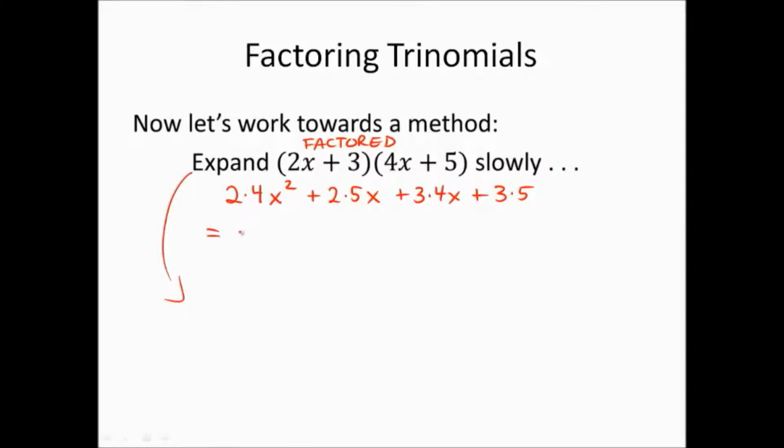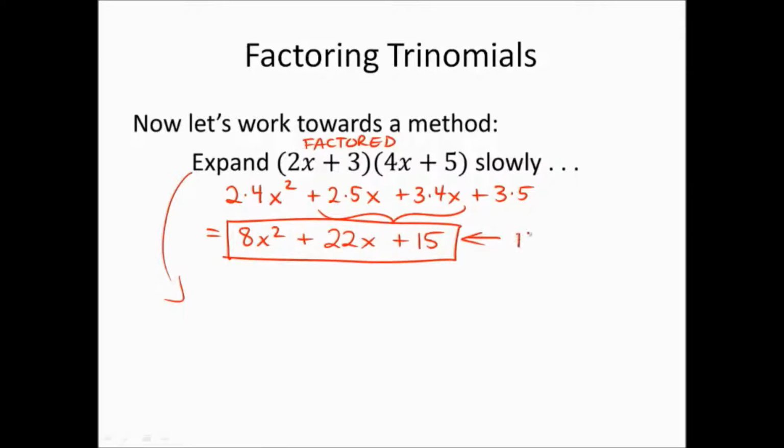You can see that that simplifies to 8x squared. The middle term is formed by going 2 times 5, 10, plus 3 times 4, 12. 10 plus 12 is 22x, and the last term is 15. So the question would have been, factor this. Factor 8x squared plus 22x plus 15.